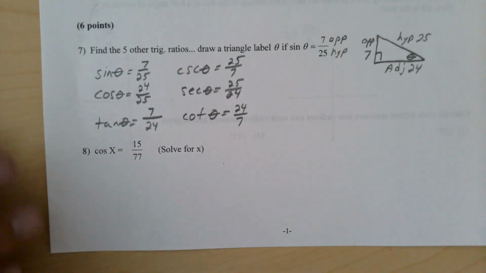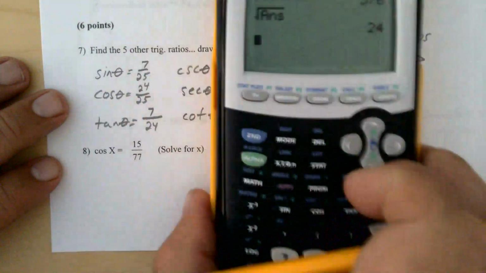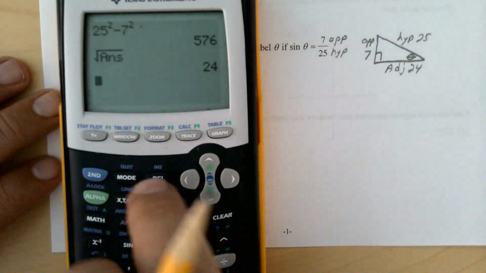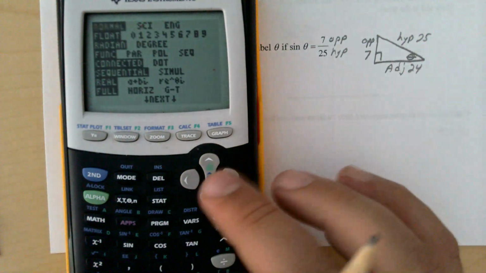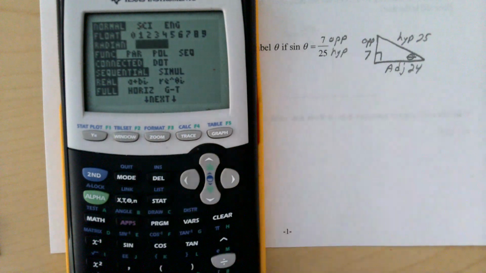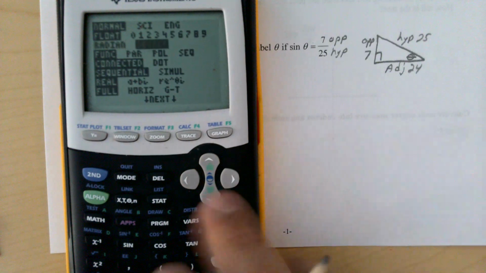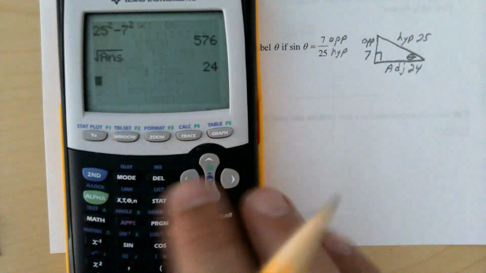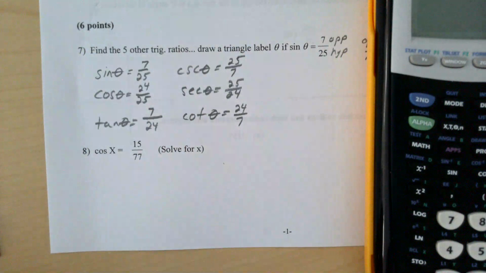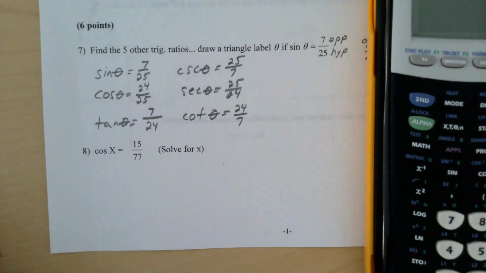Okay, so now for number 8, I want us to go back to degrees. So I'll remind you of this on your test, that I want this answer in degrees. Okay, I don't want to find that angle in radians. So whoops, math, highlight degrees, hit enter. Okay, so just make sure you hit enter so that it's now highlighted. And now when I go to solve, this one's super easy. I want x, which stands for an angle. I want to know what angle has an adjacent side of 15 and a hypotenuse of 77.